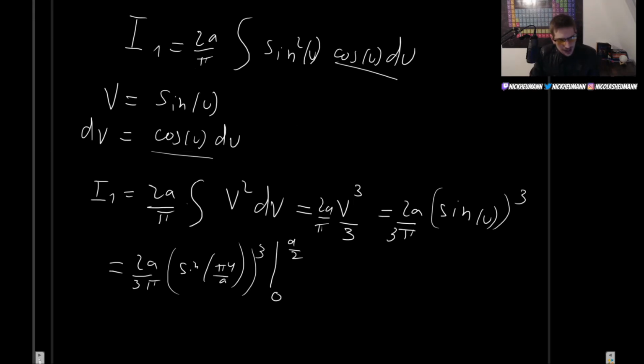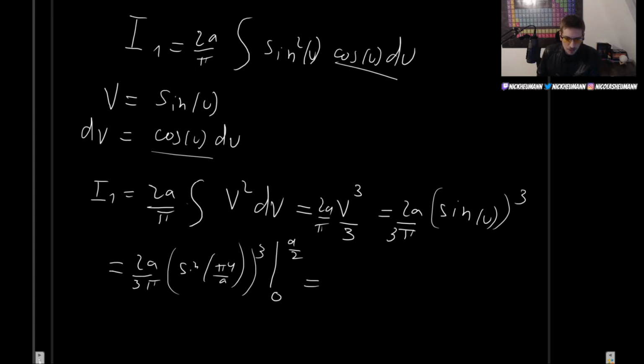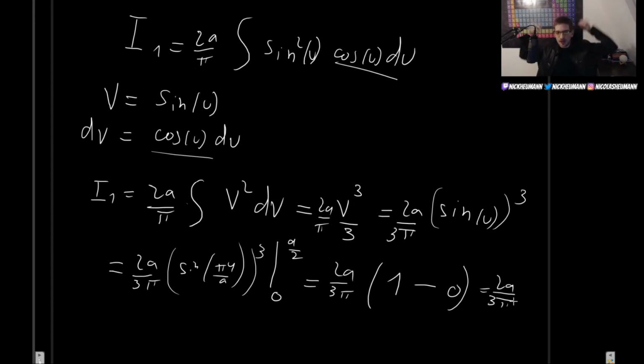Okay, I'm going to double check. It was an annoying process, and I don't want to get it wrong just for that. It was u equals pi y over a, and that's the limit. Amazing. All right, so let's now plug that in. We get our constants, and when we plug in a over 2, we get pi over 2. Sine of pi over 2 is 1, so we get 1 minus sine of 0, which is 0. So this part of the integral is 2a over 3 pi. Amazing. So far, so good.